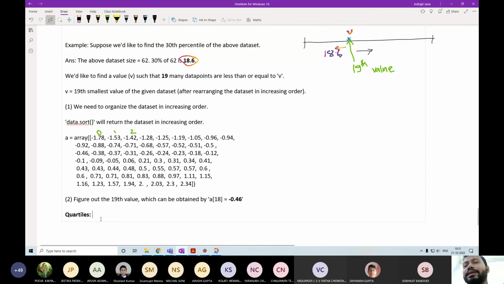So what are quartiles? These are specific percentiles. The first, second, and third quartiles of a data set are respectively the 25th, 50th, and 75th percentiles of the data set.